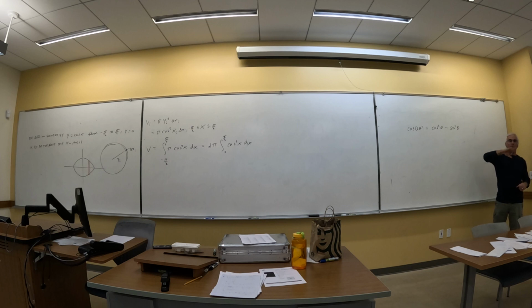Okay? When you're solving problems and you're trying to answer questions, you don't necessarily want two different trig functions. You might want the same one. So if I wanted this all in terms of cosine, now I can use a Pythagorean identity.